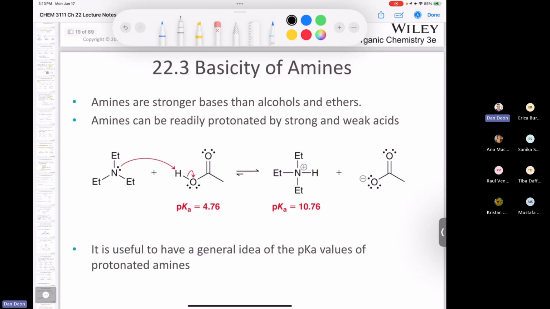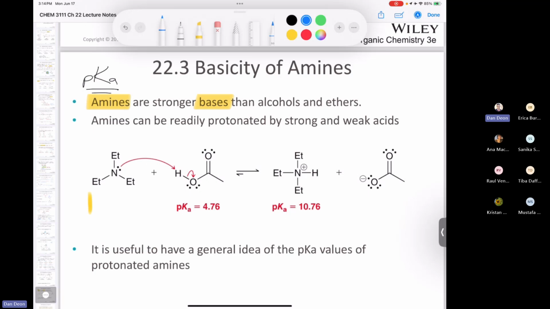Now, in terms of your acid-base chemistry, pKa's, is that something that never goes away? Oh, you bet your Bobby socks. We always think of amines as being bases. As an organic chemist, you always want to think of an amine as being a natural base. Now, they're stronger bases than things like alcohols and ethers, and they can be protonated by relatively weak acids. So this is triethylamine.